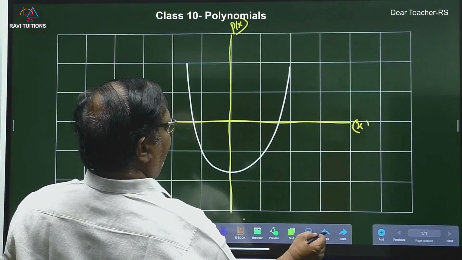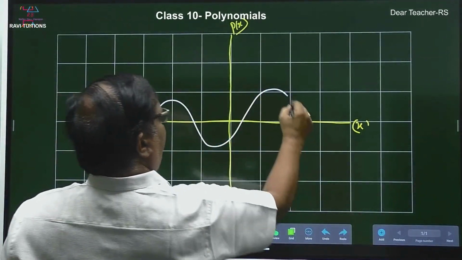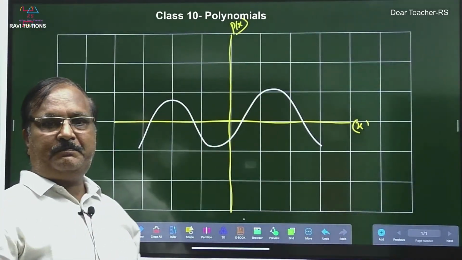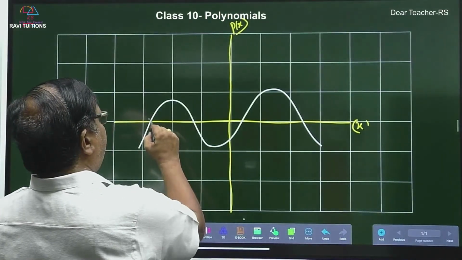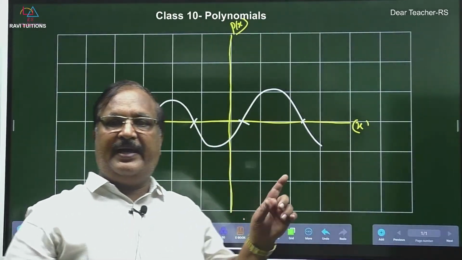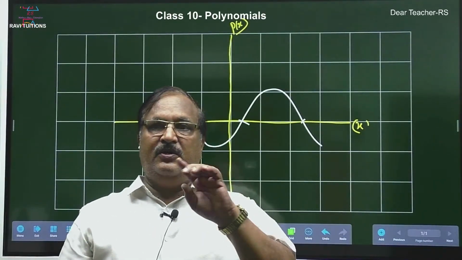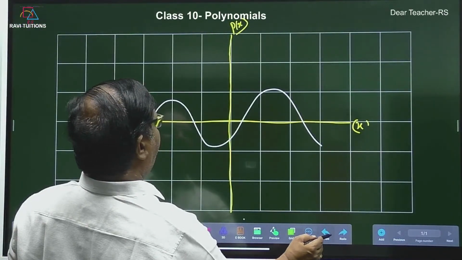I will take one more style of graph. Like this one, sometimes the graph will be there. So at this point, so this is 1, 2, 3, 4, and this graph has 4 zeros. Okay.